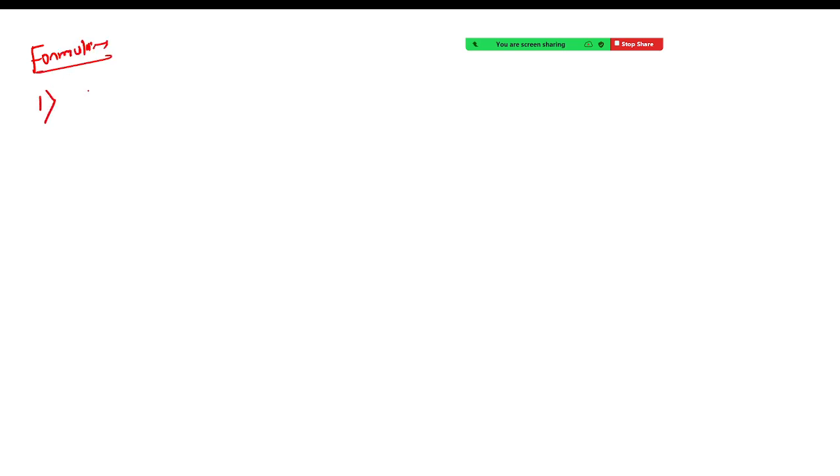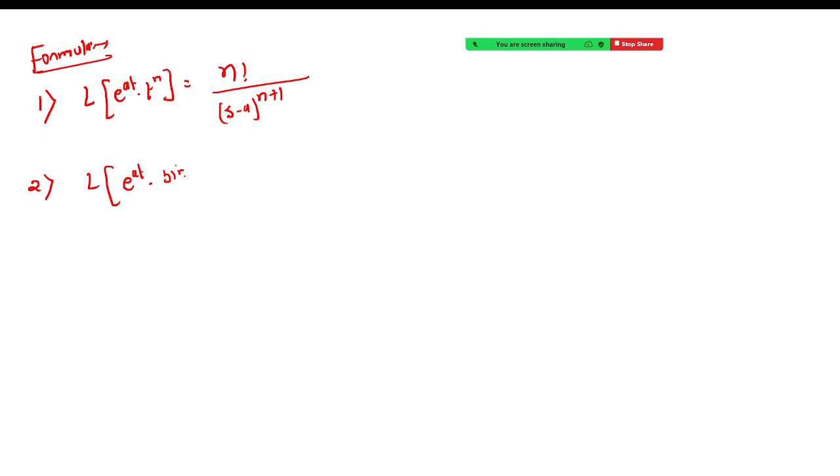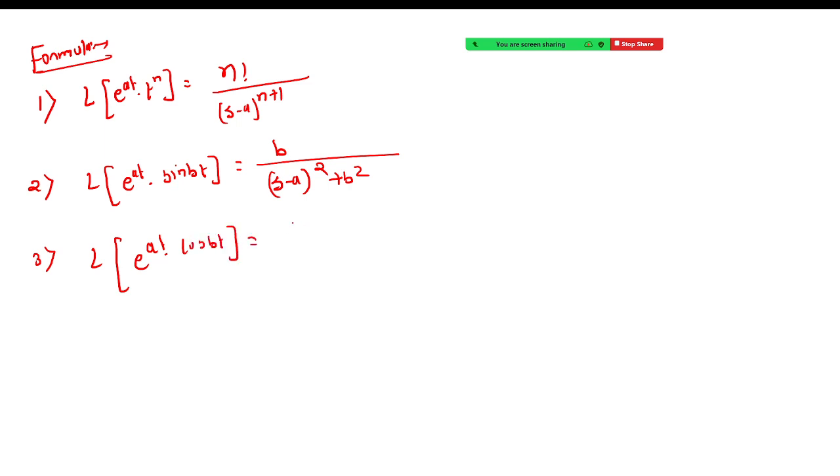That is very important. The first formula is Laplace of e to the power at into t to the power n. We have just derived this: factorial n upon (s minus a) whole to the power n plus 1. Next formula is Laplace of e to the power at into sin bt. We have just derived this formula: b divided by (s minus a) whole square plus b square. Laplace of e to the power at into cos bt is equal to s minus a divided by (s minus a) whole square plus b square.